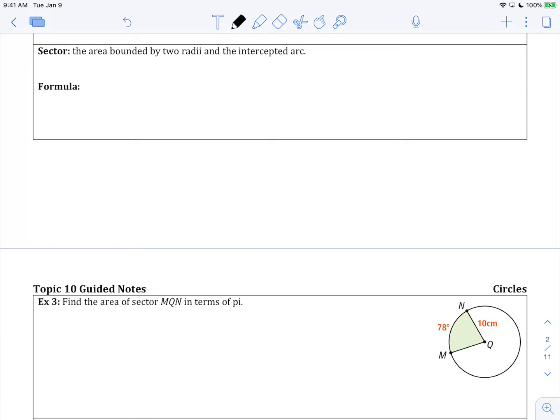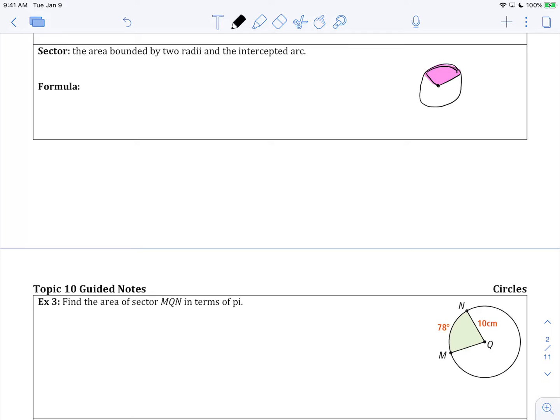All right, let's go on to this next one. So we also can calculate sector. Sector is the area bounded by two radii and the intercepted arc. So we can draw a circle over here, right? We have our circle. And so we're looking for the area bounded by two radii and the intercepted arc. So that means we're looking for this pie piece, pizza wedge that we have right here.